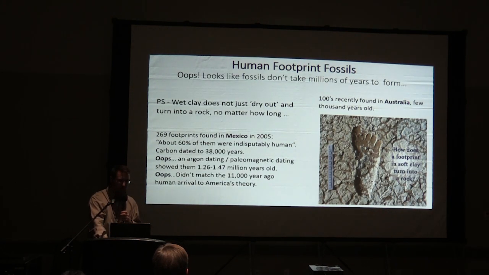Human footprints, this is weird because humans didn't live millions of years ago. Oops. Well, fossils are a million years old though, so pick one. You can't have both. Hundreds recently found in Australia, a few thousand years old. 269 found in Mexico in 2005, 60% of them indisputably human. They're carbon dated to be 38,000 years. That's problematic because they say humans came to Mexico 11,000 years ago. So now we've got some problems on the human migration history too. And then the argon paleomagnetic dated them to be 1.2 million years old. So we've got some problems.